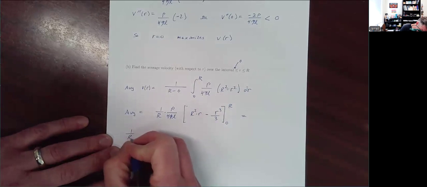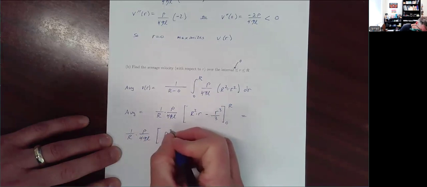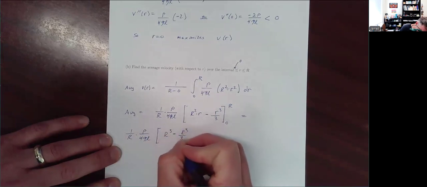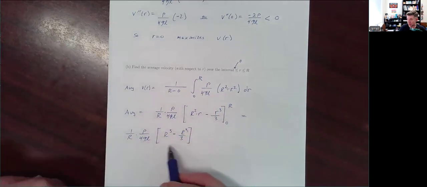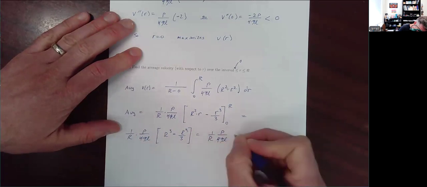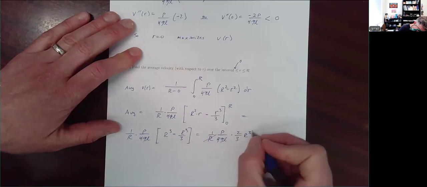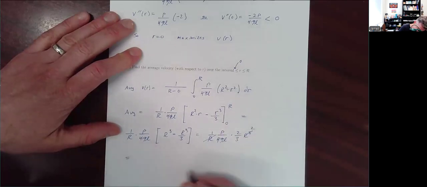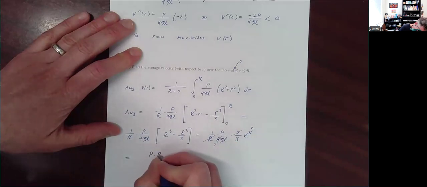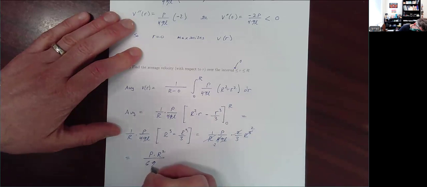We're going to get 1 over R times P over 4 eta L times R to the third power minus R to the third divided by 3. If you take something and subtract a third of that same something, you're going to be left with 2/3 of that same something. So this is going to equal 1 over R times P over 4 eta L times 2/3 R cubed. And I should cancel this R with one of those R's. So my final answer is going to be, I also cancel a 2 here and a 2 here. So I'm going to have P times R squared over 2 times eta times L times 3, which is 6 times eta times L.